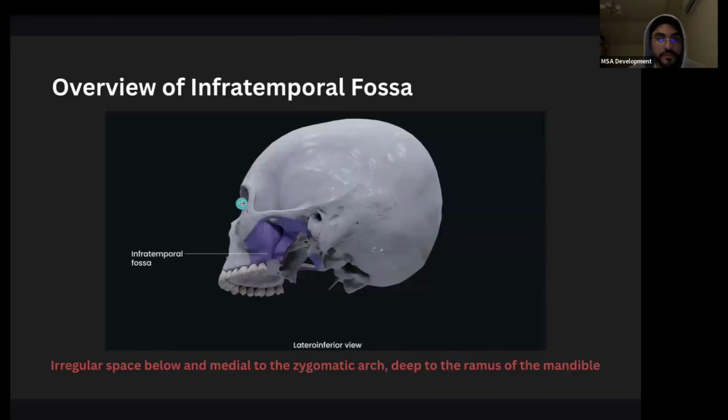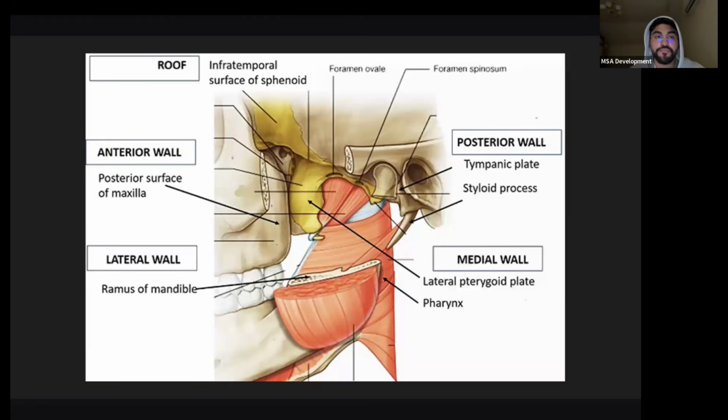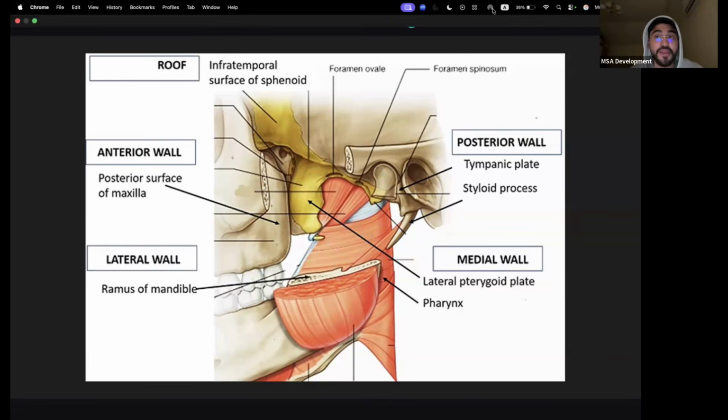Okay, so if you can appreciate it again right here. This is the anterior wall. I'm stressing on it because this is really high yield. So this is going to be the anterior wall, right? This is going to be the posterior surface of the maxilla. All right, this is going to be the ramus of the mandible laterally. Medially, this is going to be the lateral pterygoid plate. Okay, and this is where it's going to be. See, inferiorly, nothing holds it. All right, it's just going to be open.